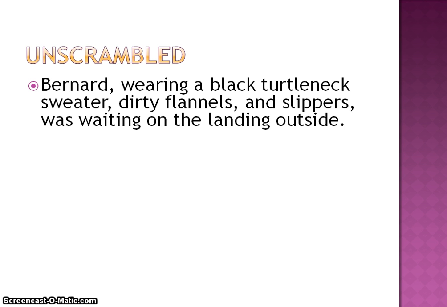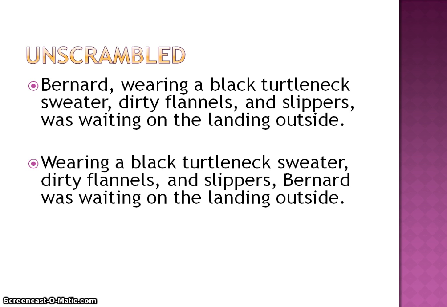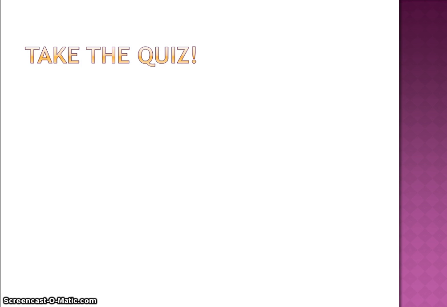Bernard, comma, wearing a black turtleneck sweater, dirty flannels, and slippers, was waiting on the landing outside. This is appropriate. We can also put the participial at the beginning. Wearing a black turtleneck sweater, dark flannels, and slippers, comma, Bernard was waiting on the landing outside. Or we could put it at the end. Bernard was waiting on the landing outside, wearing a black turtleneck, etc. The reason why we can put it anywhere in the sentence is because there's really only one noun that we're describing, Bernard. And it's such a short sentence, such a short IC, that adding a participial we really can do anywhere.